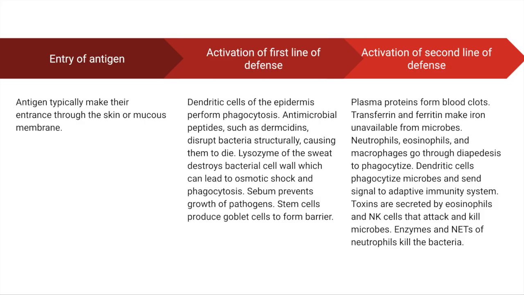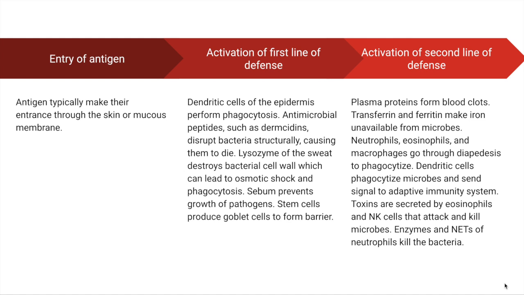We're going to start with the entry of the antigen. The antigen typically makes its entrance through the skin or mucous membrane. The skin and mucous membrane are part of the first line of defense. The mucous membranes are present in the respiratory, digestive, urinary, and reproductive systems.